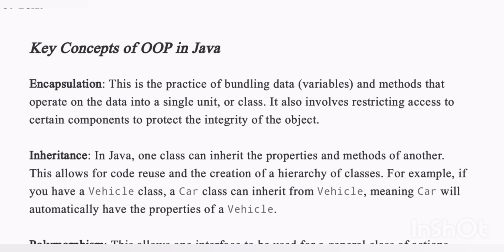Inheritance. In Java, one class can inherit the properties and methods of another. This allows for code reuse and the creation of a hierarchy of classes. For example, if you have a vehicle class, a car class can inherit from vehicle, meaning car will automatically have the properties of a vehicle.